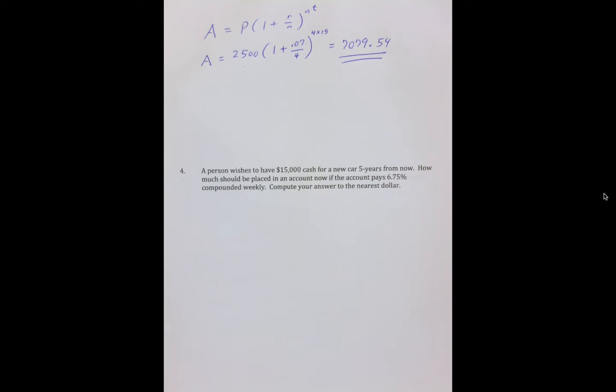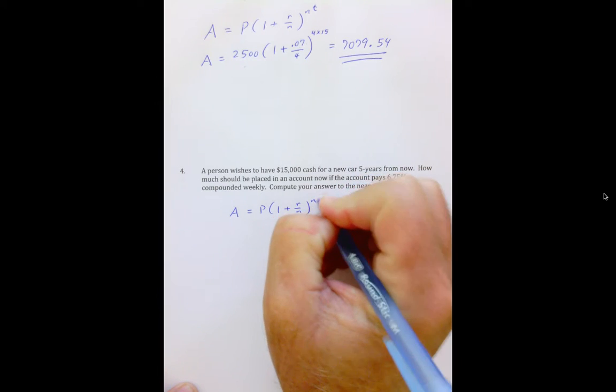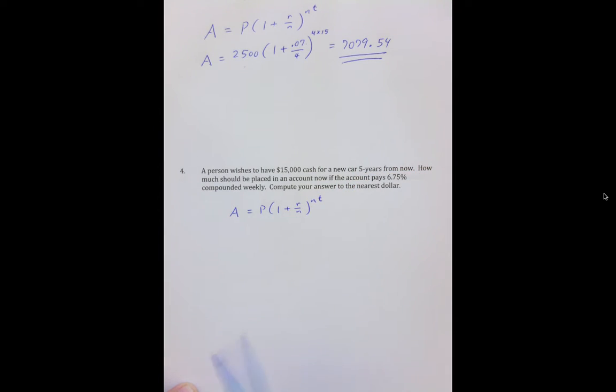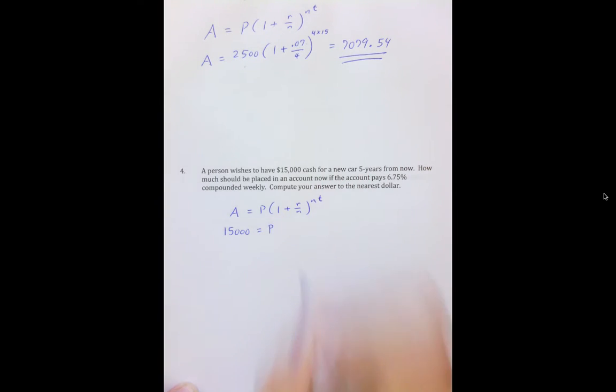Number 4, a person wishes to have $15,000 in cash for a new car 5 years from now. How much should be placed in an account if the account pays 6.75% compounded weekly? Well, gang, same thing, really, sorta. Just given different information. Now, the thing that varies here is we want to end up with 15,000. This is what we end up with. So in essence, we don't know our P. We need to calculate what we need to invest right now to end up with that 15,000.